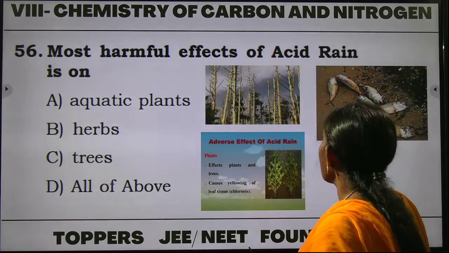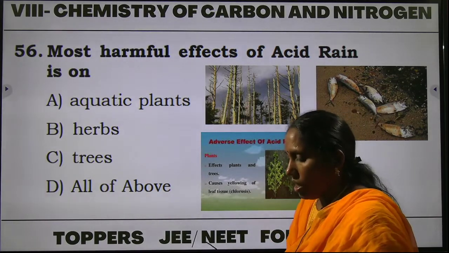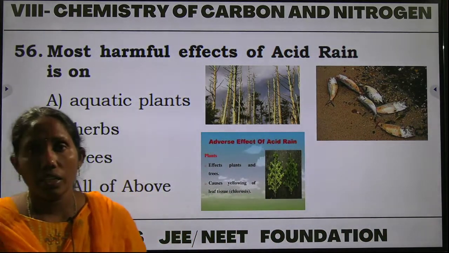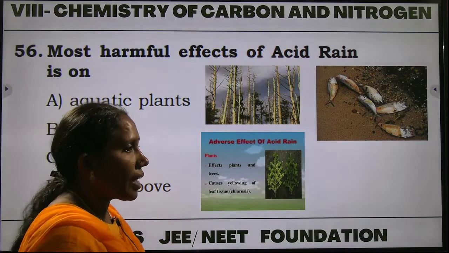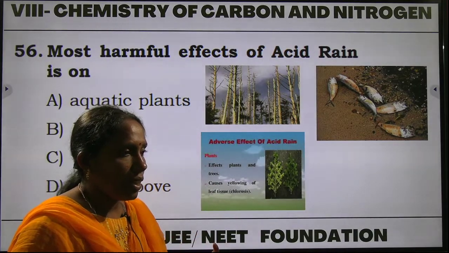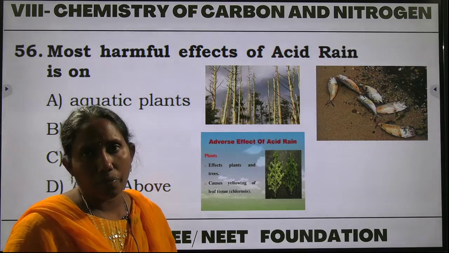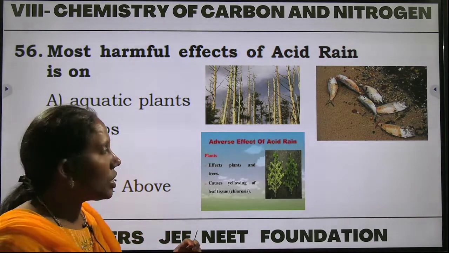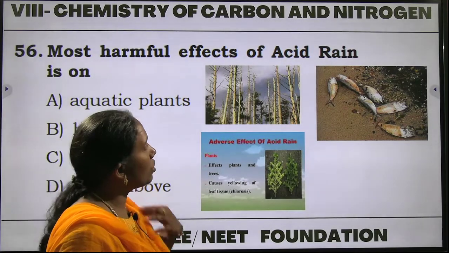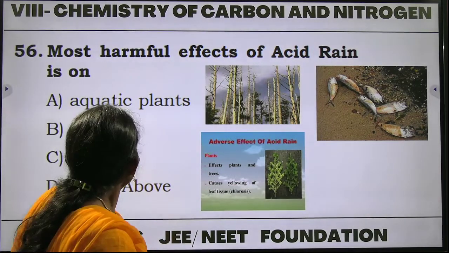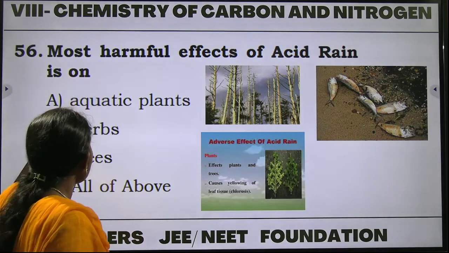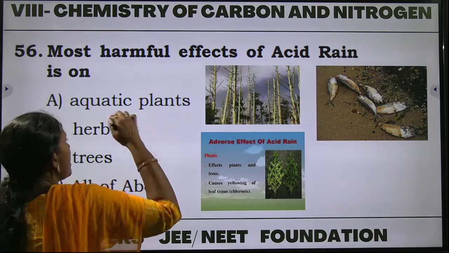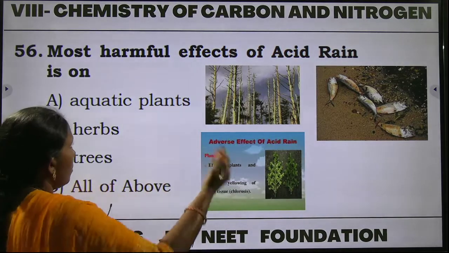Most harmful effects of acid rain is on? Because of this acid rain, who is affected the most is our question. Actually, because of acid rain, mostly plants and aquatic animals are affected. Aquatic animals that live in the water, fishes, all those are affected. In the options are aquatic plants, herbs, trees, all of the above. Aquatic plants and even animals are harmed.